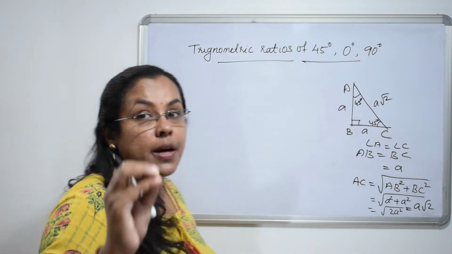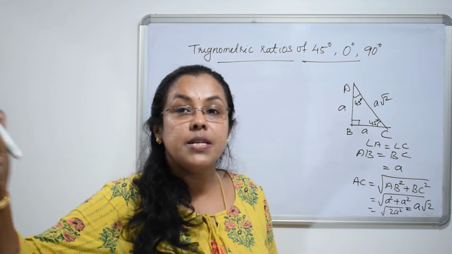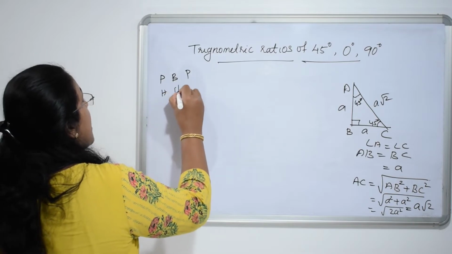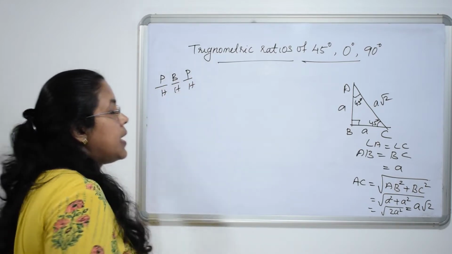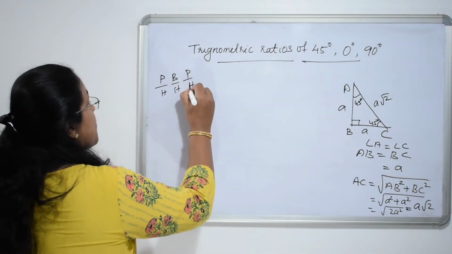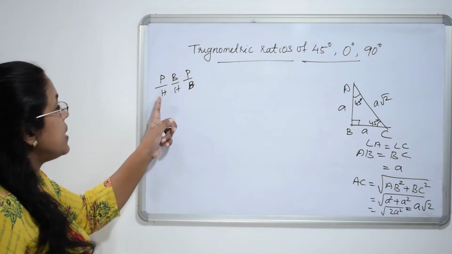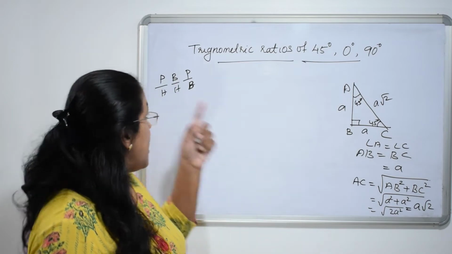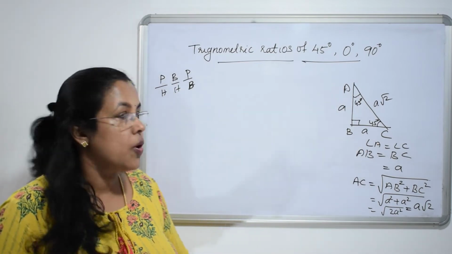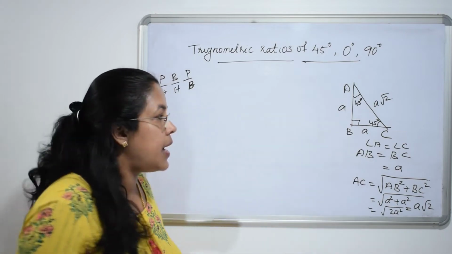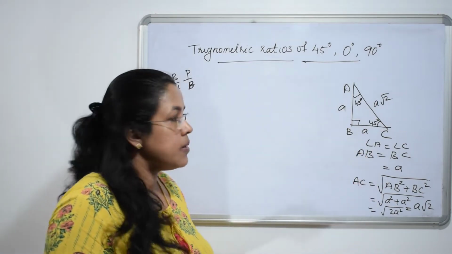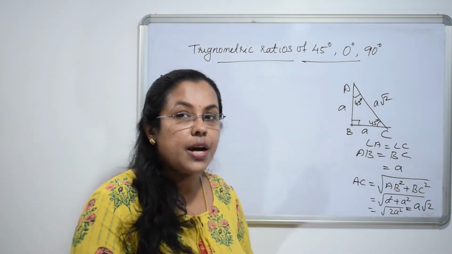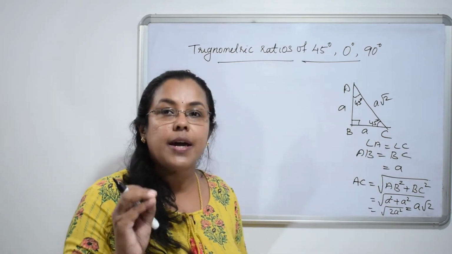I hope all of you remember the slogan, Pandit Badri Prasad Hari Hari Bol. P by H, B by H and P by B. Perpendicular is the same as opposite side and base is the same as adjacent side. We can consider any angle because both of the angles are 45 degree. I am considering angle C, so I am going to write trigonometric ratios with respect to angle C.